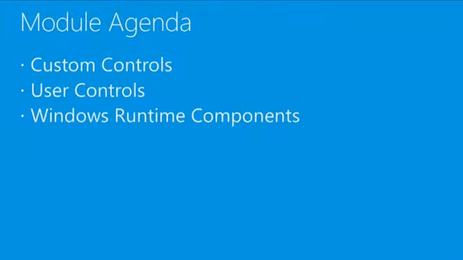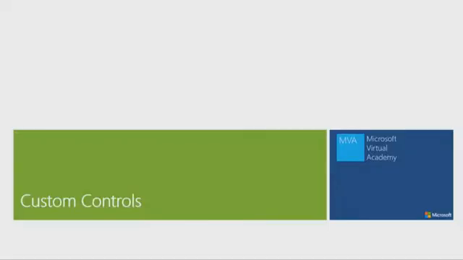The custom controls is the first thing we'll talk about. Then user controls, and then runtime components. Really, all of these are around reusability. Yeah, they really are. Encapsulation. That's an important developer concept, but this is how you would do it inside XAML. So we'll begin with custom controls.